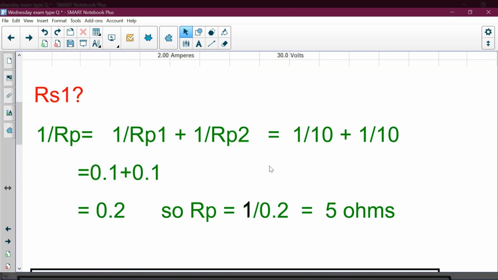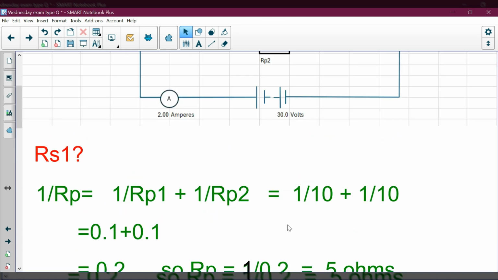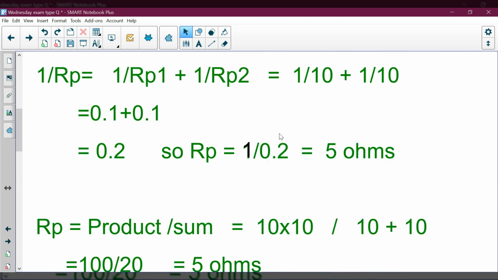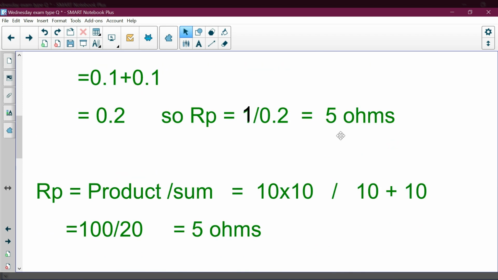Option number 2, we could do a product over sum calculation. Because it's only 2 resistors, it's very straightforward, very quick. So we do the product of the 2 resistors, so that's 10 times 10, over the sum of the 2 resistors, 10 plus 10. So that's 100 divided by 20. That gives us that same 5 ohms.